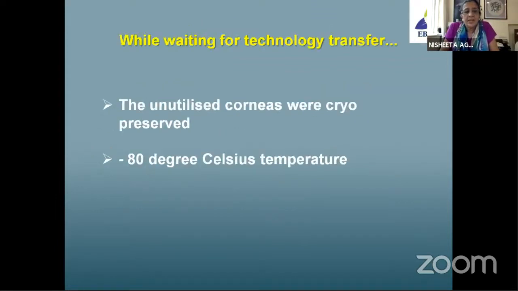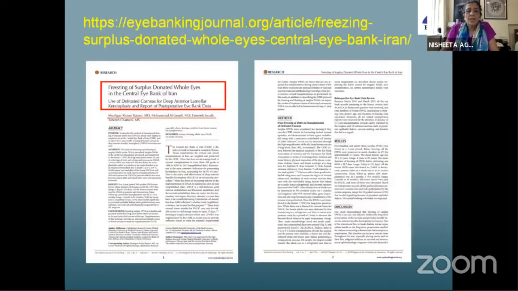Next slide. And we had, in preparation for this vision graft, unutilized corneas that had been cryopreserved at -80 degrees Celsius. While we were wondering what to do and how to provide tissue for the patients that required at least therapeutic grafts, we came across this paper from Iran where they had used corneas from frozen whole eyes, not only for DALK, but for therapeutic grafting purposes.